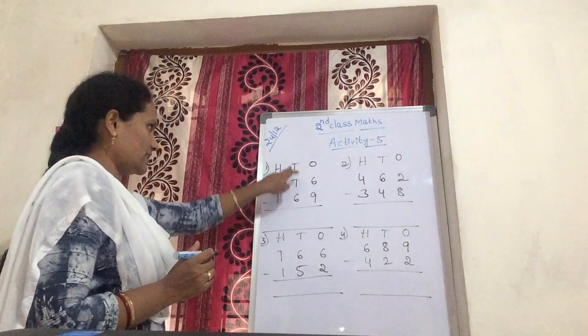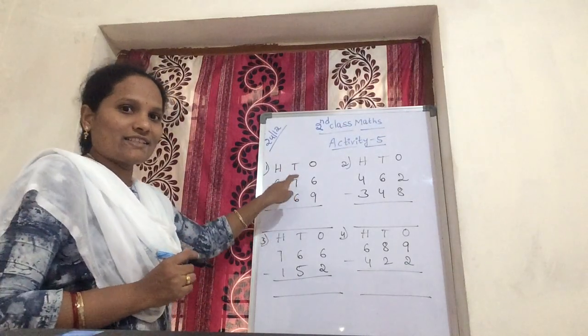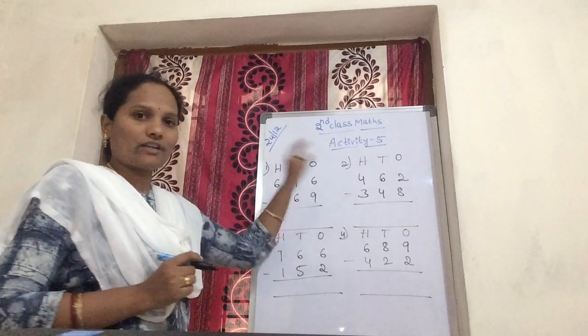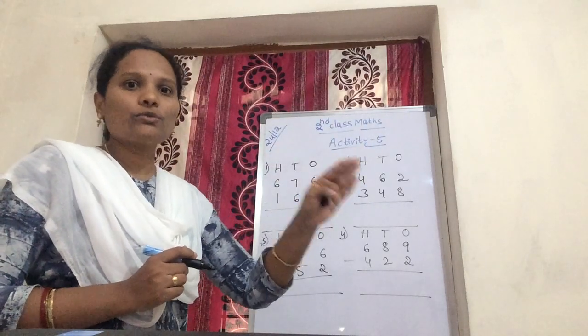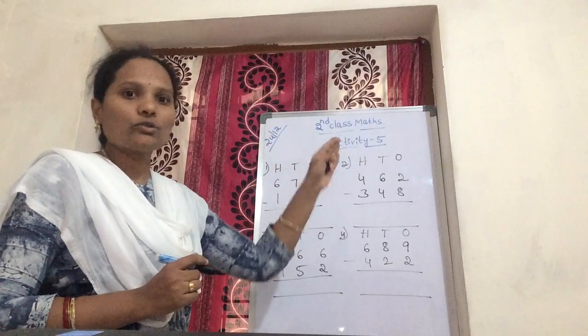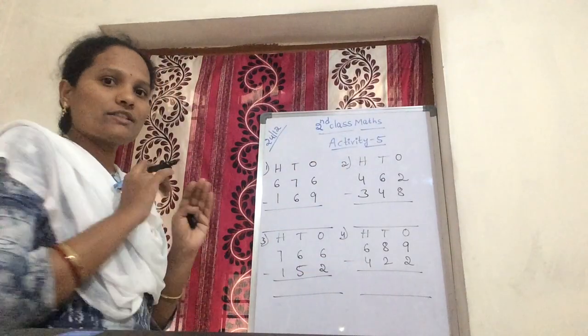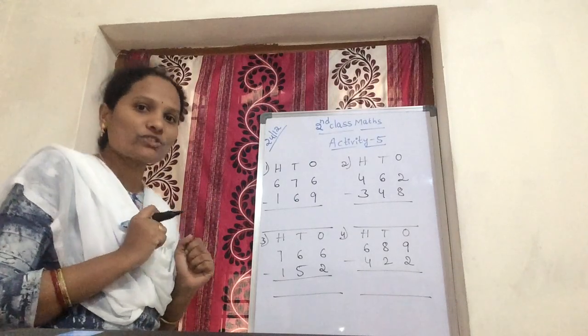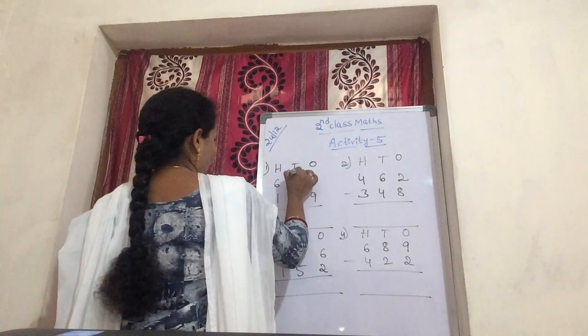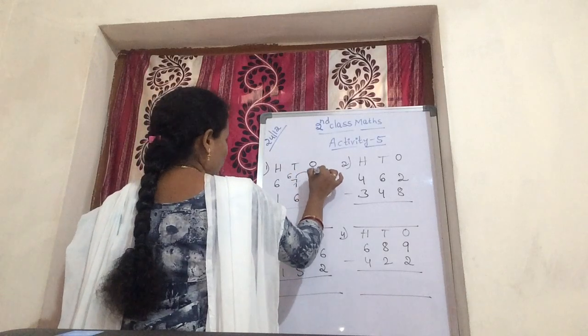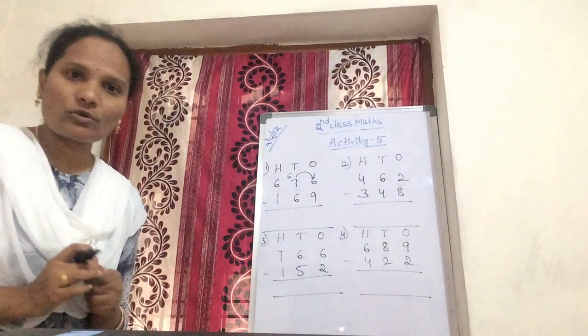Here in your tens, 7 is there. 1 is gone from 7, because 1 gone to borrowing. అంటే ఒకటి డిక్రీజ్ అయిపోతుంది, ఒకటి తగ్గిపోతుంది. సో 7 నుంచి 1 డిక్రీజ్ అయితే హౌ మచ్? 6.